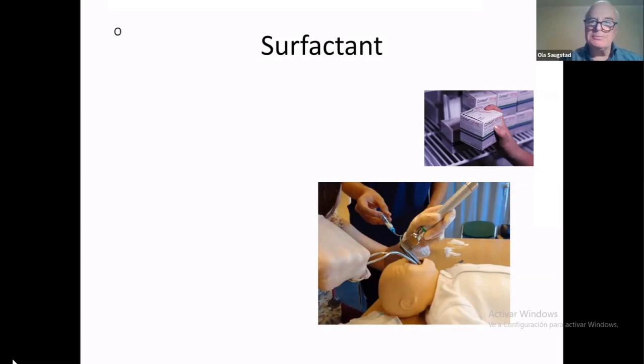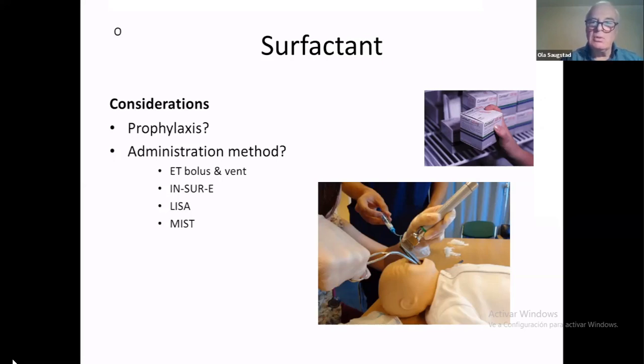So I will talk about surfactant. And when we made these guidelines, there were several considerations we had to take into account. Should we give it as a rescue or prophylactically? And which administration method should we choose? As a bolus, as INSURE, as LISA, MIST? And what kind of preparations should we use, and when should we give surfactant? And should we add sedation? So these are the considerations we discussed.